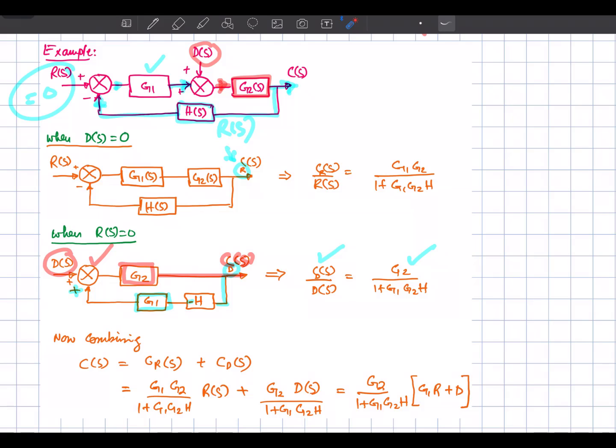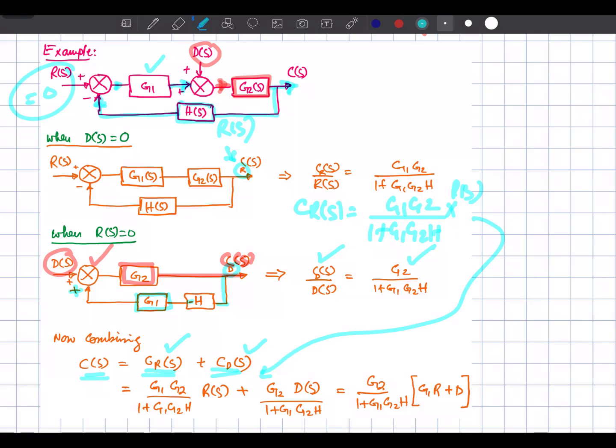Okay, now if you want to find out the net output, you can use the superposition theorem. The superposition theorem says that the net output C(s) is because of the input R(s) as well as because of the disturbance. So we have calculated this transfer function. From here I can say C_R(s) is equal to G1 G2 divided by 1 plus G1 G2 H, into R(s), right? So we are going to use this one from here.